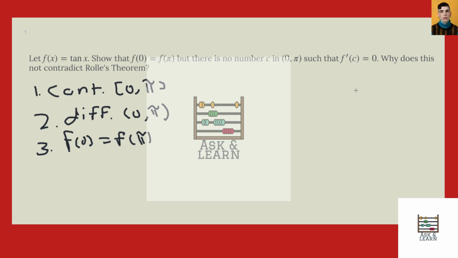All right, the question here is: let f of x equal tangent of x. Show that f of 0 is equal to f of pi, but there's no number c in (0, pi) such that f prime of c is equal to 0. Why does this not contradict Rolle's theorem?